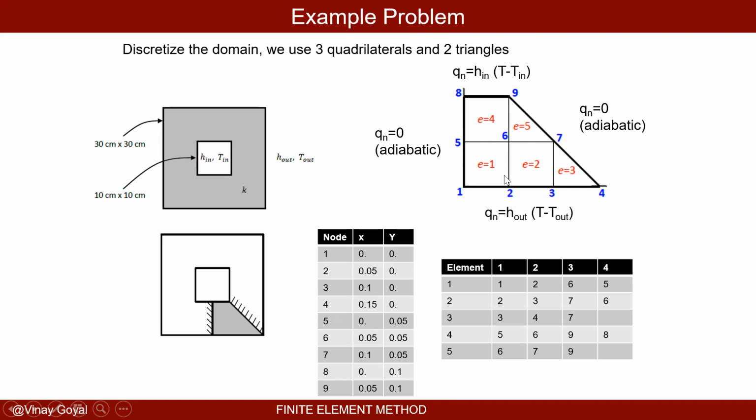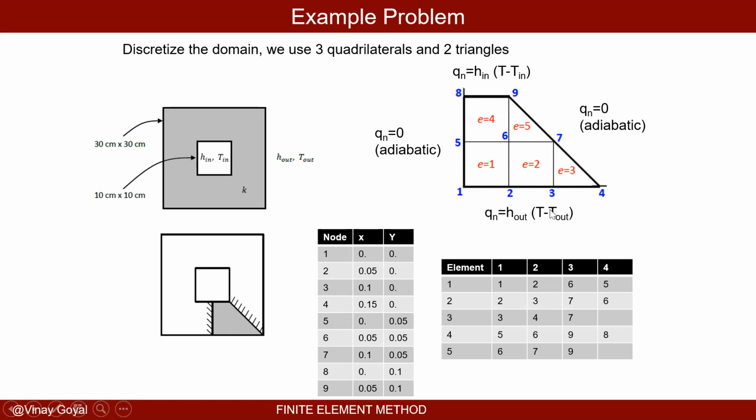I'm going to divide this subdomain into 3 square elements. And then I'm going to select 2 triangular elements, and I have numbered them. E equals 1, 2, 3, 4, 5. I will number the nodes as 1, 2, 3, 4, 5, 6, 7, 8, 9. For element number 1, I have a connectivity of 1, 2, 6, 5. You can see that here. For element number 2, I have a connectivity of 2, 3, 7, 6. You can see that there.